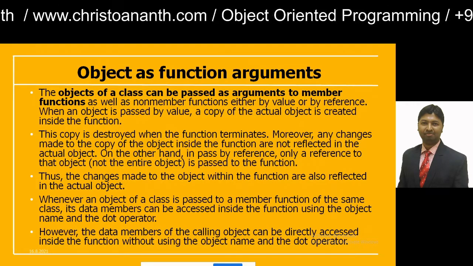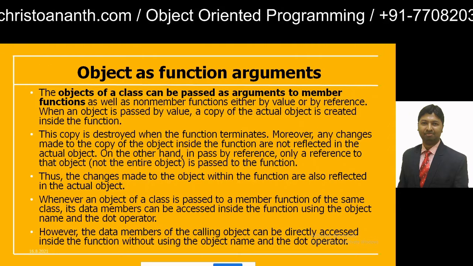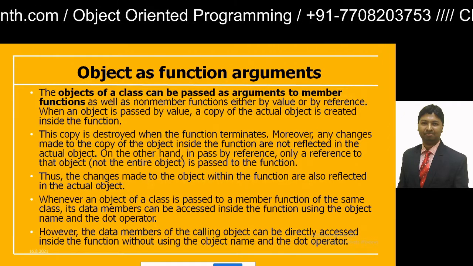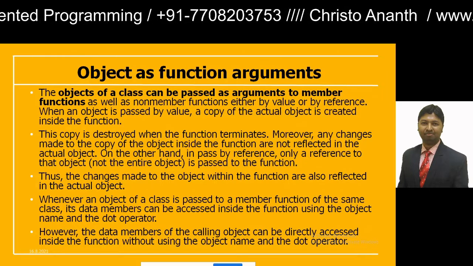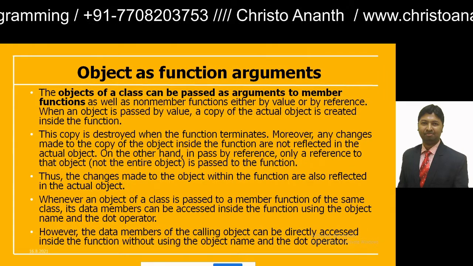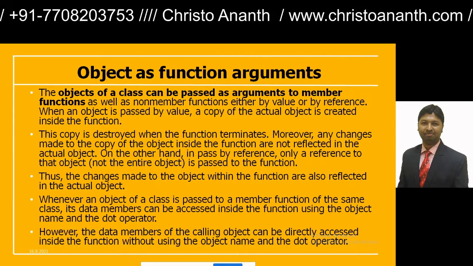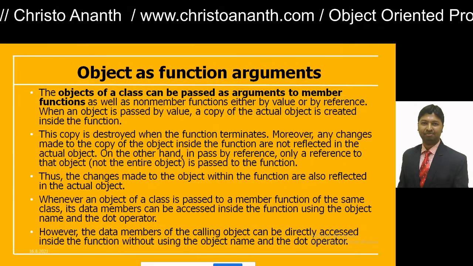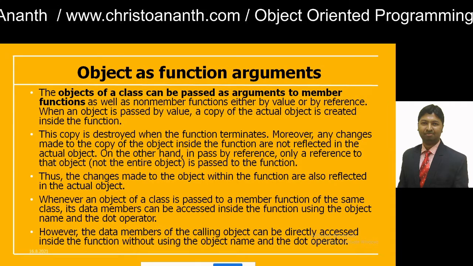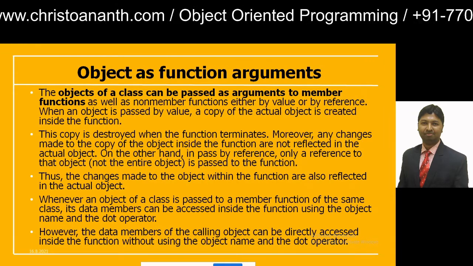In the case of pass by reference, only a reference to the object is passed to the function, not the entire object. This means that the changes made to the object within the function are also reflected in the actual object. When an object of a class is passed to a member function of the same class, its data members can be accessed inside the function using the object name and the dot operator. The data members of the calling object can be directly accessed inside the function without using the object name and the dot operator.